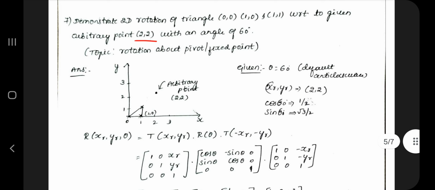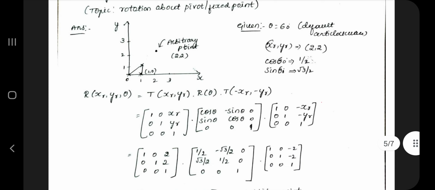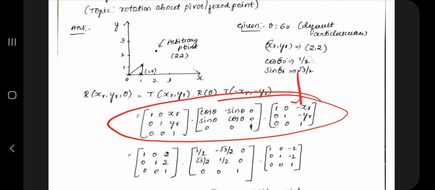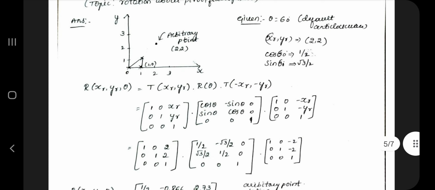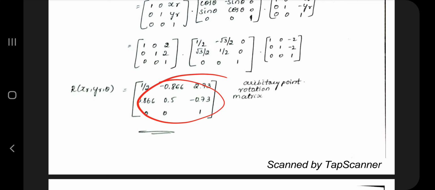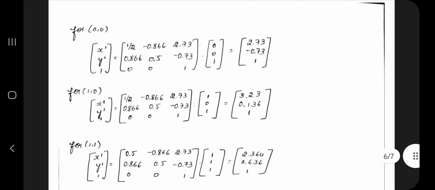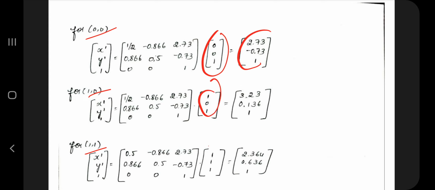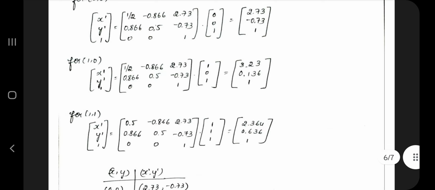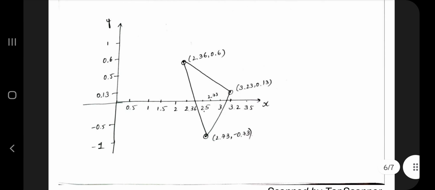This arbitrary point is the xr yr value, and these are the 3 points you have to multiply the final matrix with. After you have done this, with the inverse translation after the rotation, you will get this matrix, multiply it and keep it here. This matrix has to be multiplied with 0 0 1 0 and 1 1 in this way. This is 0 0 1 0 1 1. After that, whatever answers you get are the xy values. Mark these 3 points, that's the final diagram which you are supposed to get. Okay, that's all that is there in the 2D transformations.